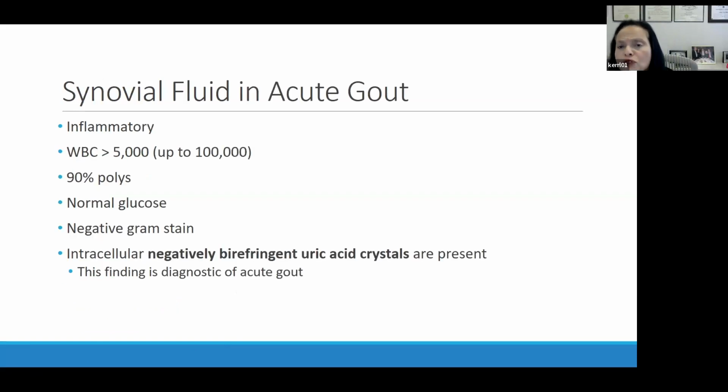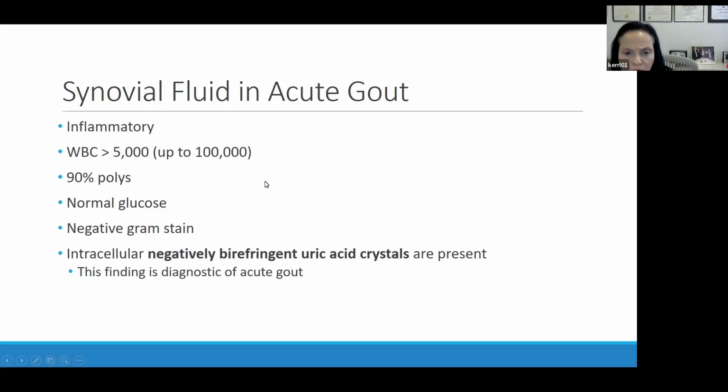What is the synovial fluid like? If it's one joint other than the big toe, the joint needs to be aspirated in order to rule out septic arthritis, because this is a very hot, angry-looking synovitis that mimics septic arthritis, and the fluid will be inflammatory with a high white cell count.